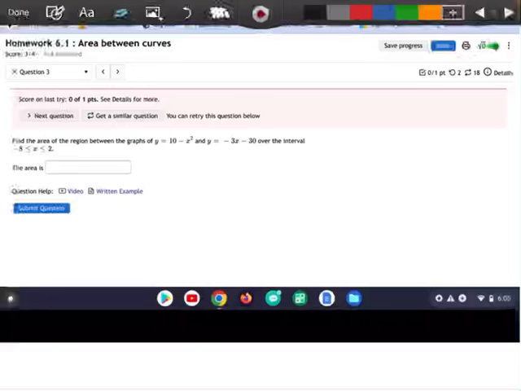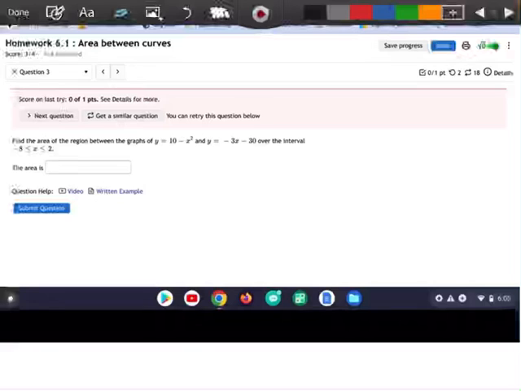All right, so y'all, this is a problem out of 6.1, and we're trying to find the area between the graphs of y equals 10 minus x squared and y equals negative 3x minus 30 over this interval. Okay, so first thing, I know we're going to find it over that interval. We want to see, are there any points where the two graphs intersect over that particular interval?